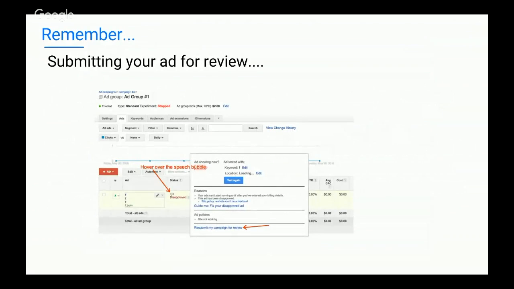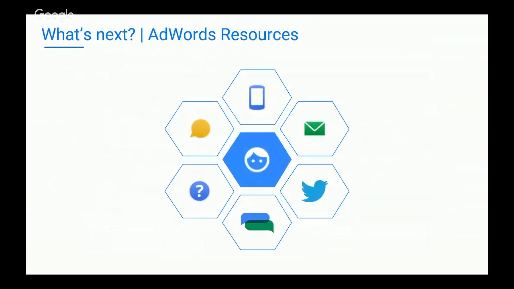Cool. So, and I just talked about that, but there are the steps right there. Yeah, so just hovering over the speech bubble under the status column and resubmitting the campaign for review. You can also resubmit the whole account if you want to with one fell swoop.